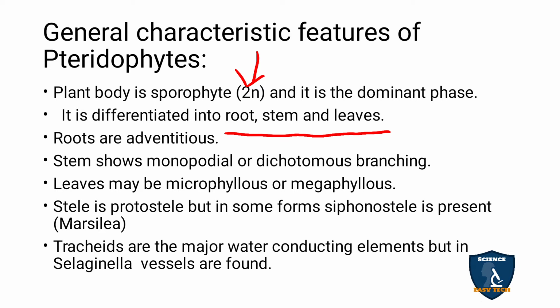Microphyllous means small leaves, okay? Phyllis means leaf, micro means small. Mega means large, so megaphyllous means large leaves. And their stem shows monopodial branching and dichotomous branching.